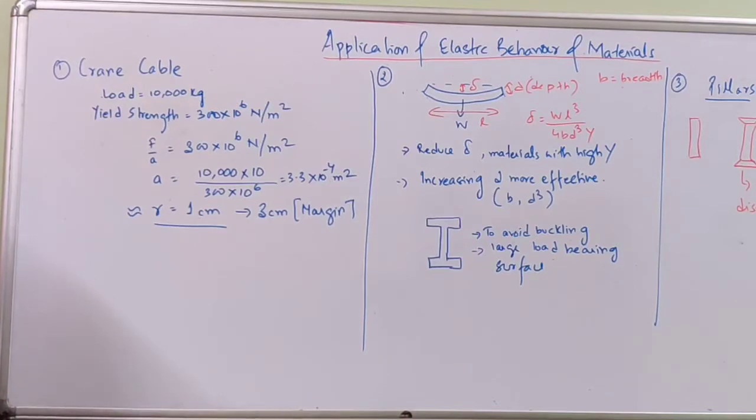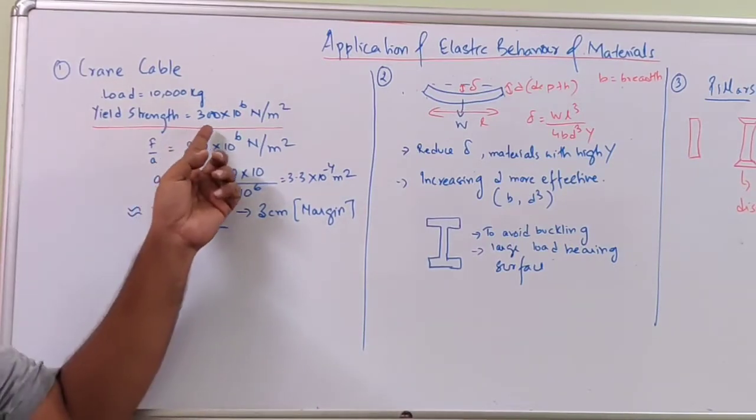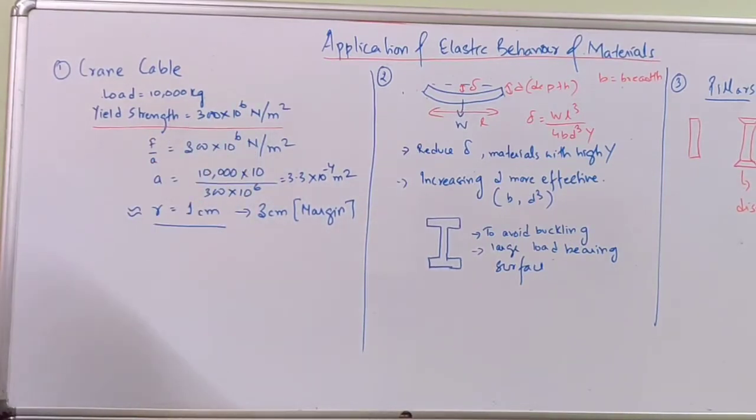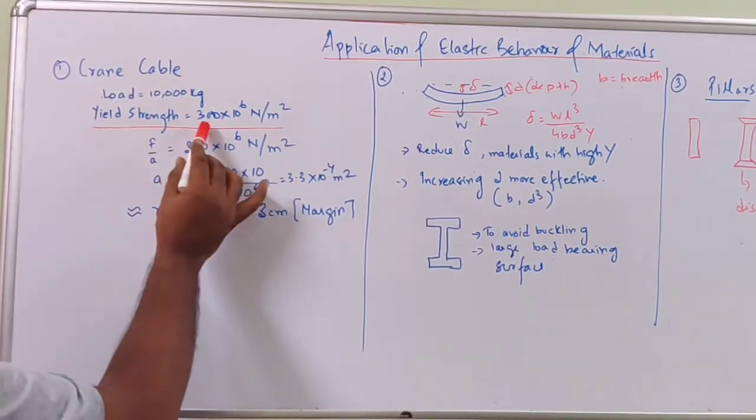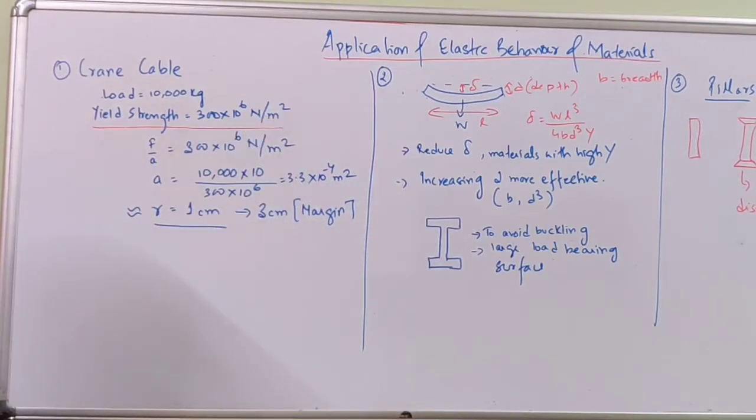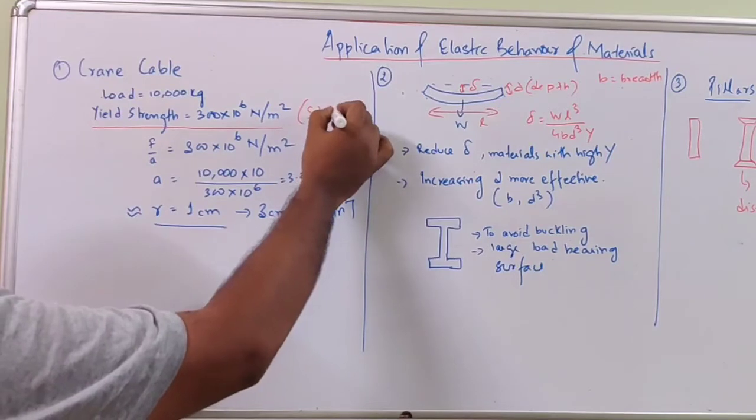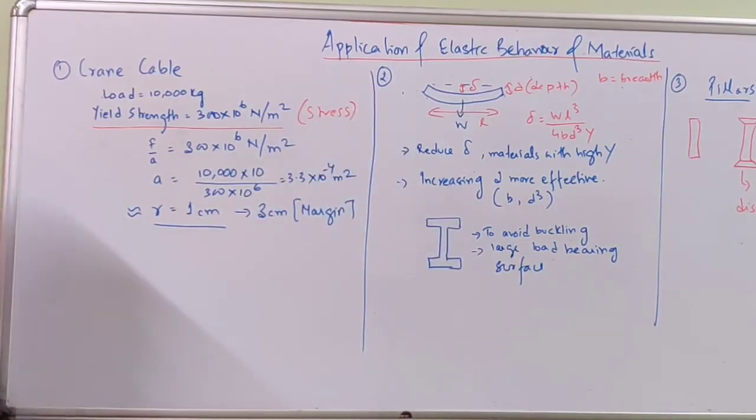Now in the crane cable, suppose a load of 10,000 kg is to be lifted. Normally the yield strength of the steel cable is around 300 into 10 power 6 Newton per meter square. Yield strength, in the stress strain graph we have seen, is the maximum value of the stress that can be applied on the given wire or material so that it doesn't lose its elastic properties. So that limit is 300 into 10 power 6 Newton per meter square. This is the maximum stress that can be applied on the steel wire.